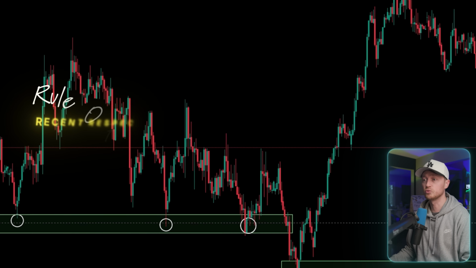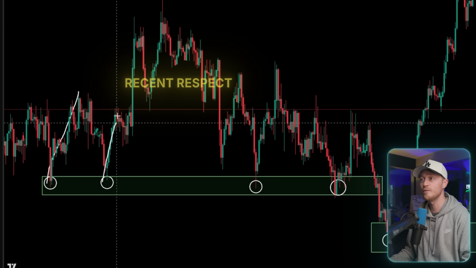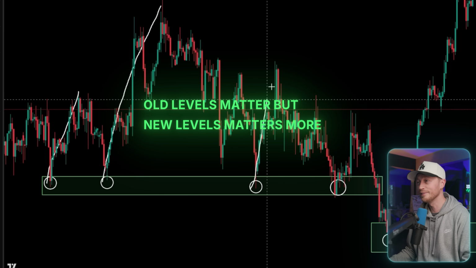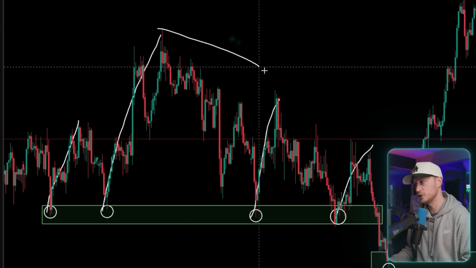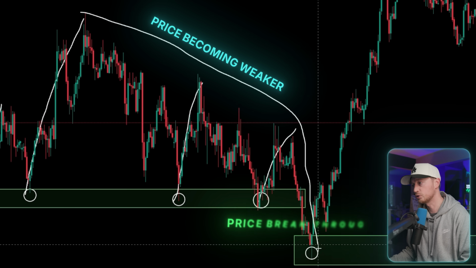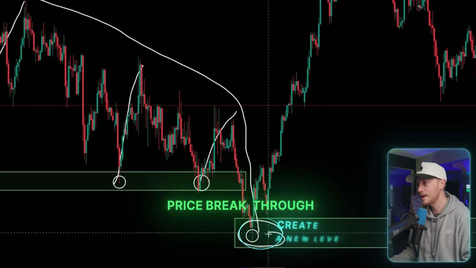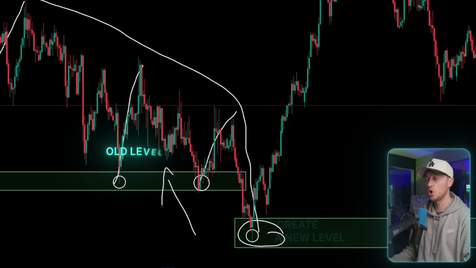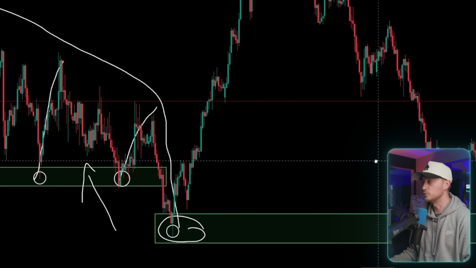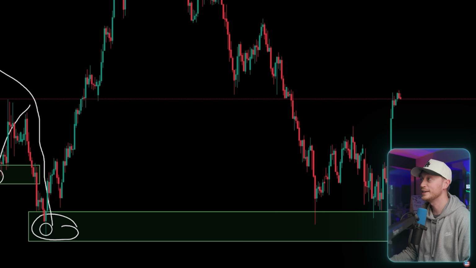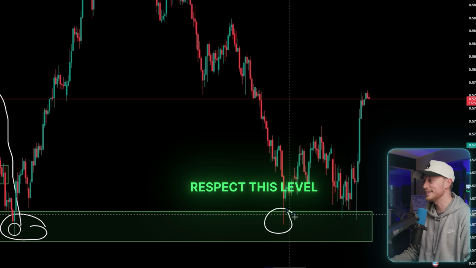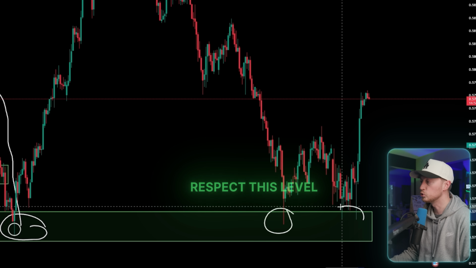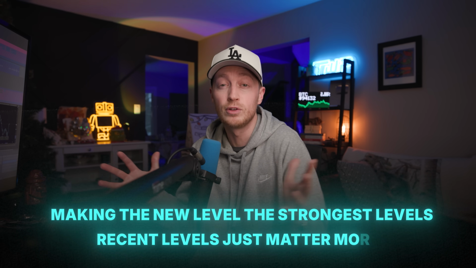Now for 7, it's recent respect. Old levels matter, but the newer levels matter more. So what do we have right here? We have the price getting weaker. It breaks through and it creates this new level. So I'm less interested in this old level. And as price comes back to this level, like it is right now on the live chart, it's starting to respect this level because this is the most recent level, making it the strongest level. Recent levels just matter more.